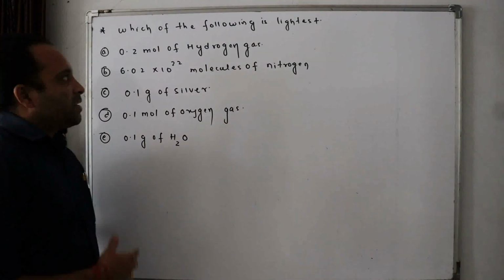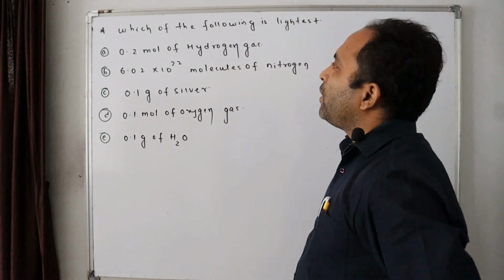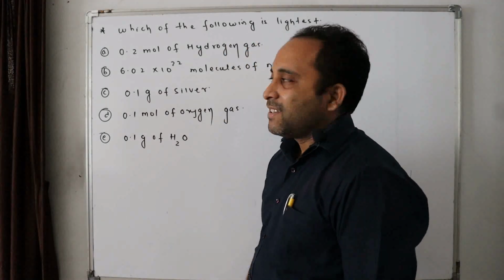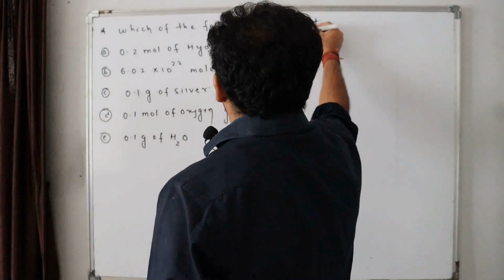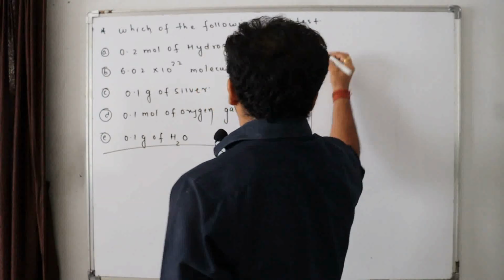Now, question. Which of the following is like this? 0.2 mole of hydrogen gas. 0.2 mole of hydrogen gas. A.